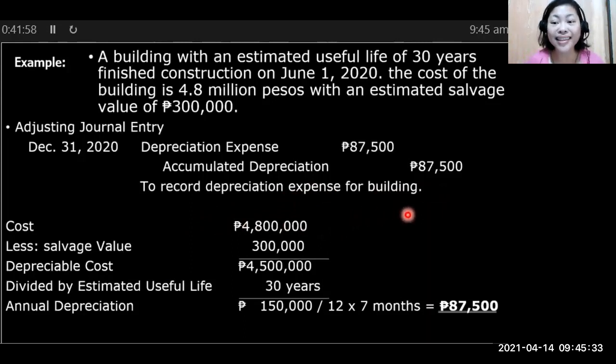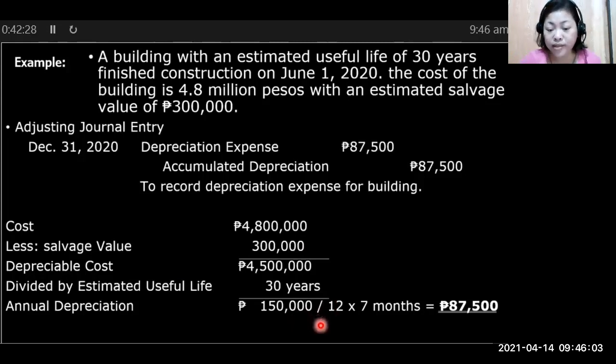How did I get it? You get first the cost, which is 4.8 million. You less the salvage value of 300,000 mentioned here, and there you get the depreciable cost. Then you divide it by the estimated useful life, which is 30 years, which means an annual depreciation of 150,000 pesos. When you say annual, that is for 12 months.